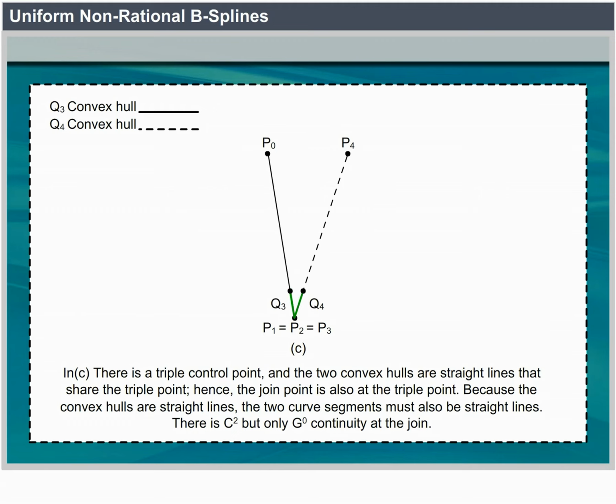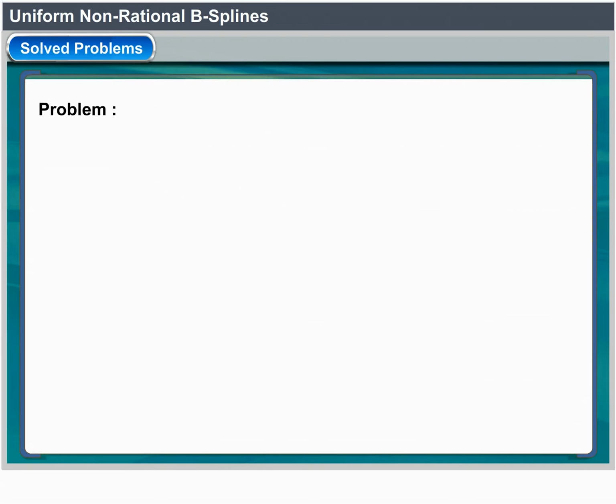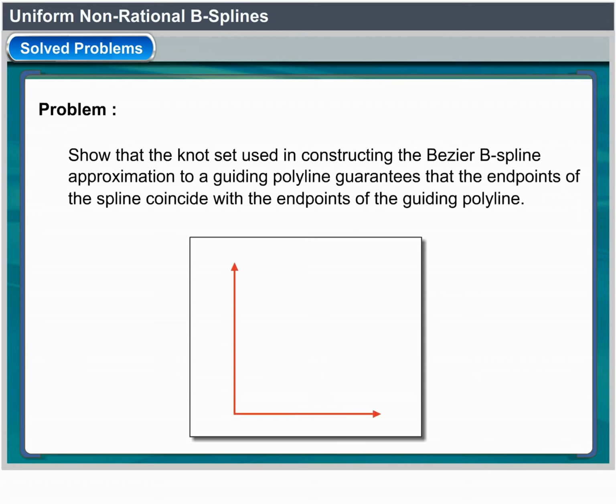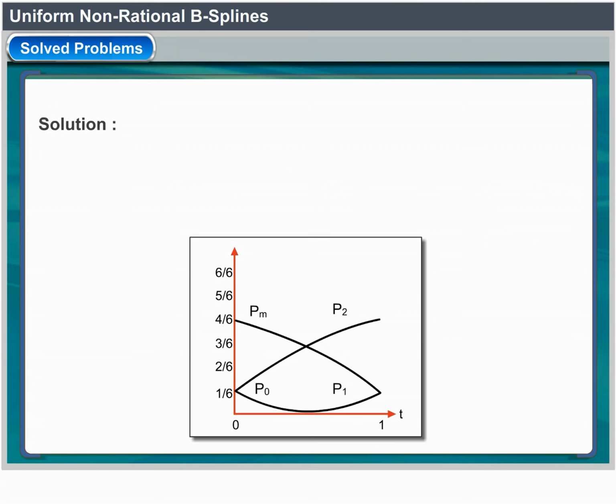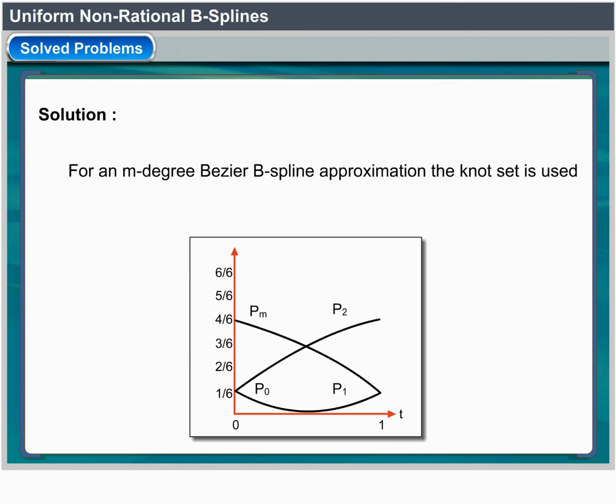Problem. Show that the knot set used in constructing the Bezier B-spline approximation to a guiding polyline guarantees that the endpoints of the spline coincide with the endpoints of the guiding polyline. Solution. For an m-degree Bezier B-spline approximation, the knot set used appears as shown.